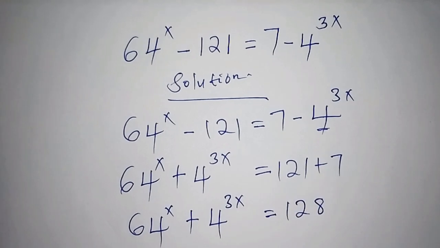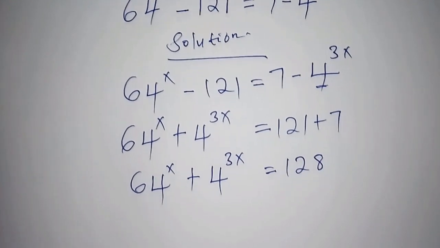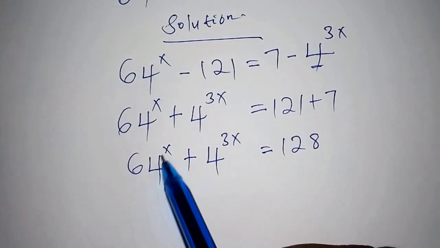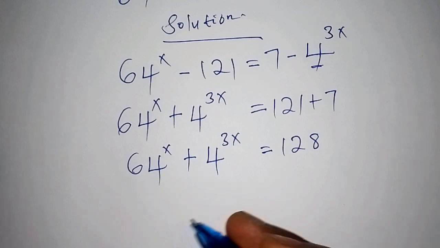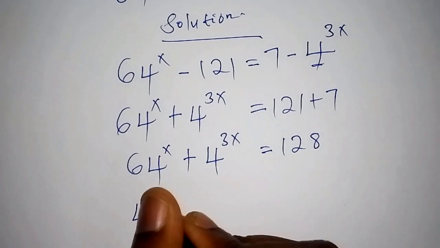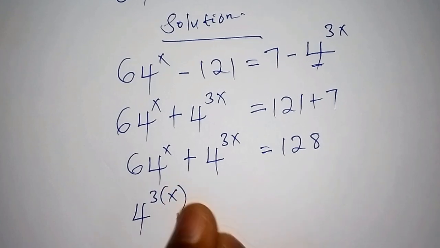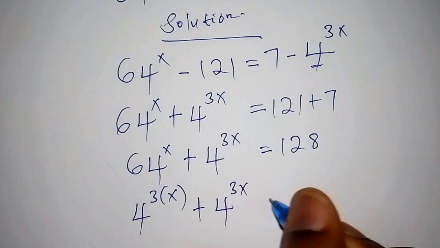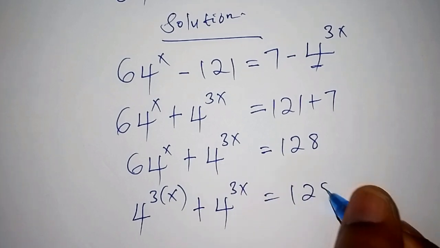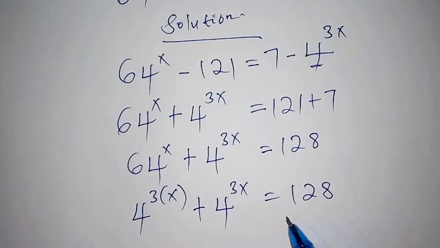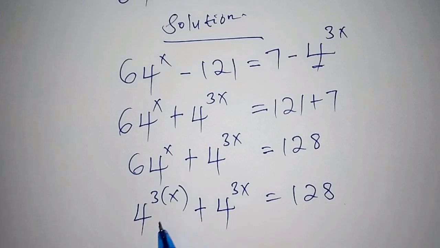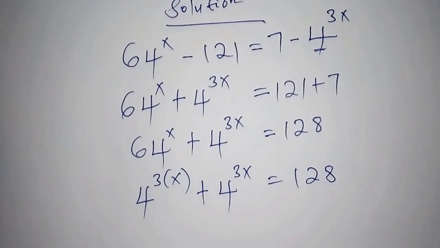128. From there we move on and convert 64, which we can break down into index form. We shall have 4 to the power of 3, into bracket x, then plus 4 to the power of 3x is equal to 128. When we simplify, we cannot write 128 in index form, so we leave it the way it is.